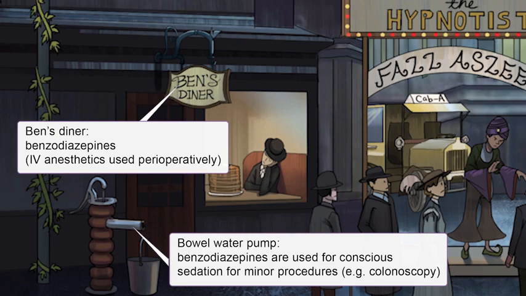If you look closely at the water pump outside, you'll notice the uncomfortable resemblance to a scope heading down a bowel. That's because many diagnostic and minor procedures such as colonoscopy can be performed without general anesthesia using sedation-based anesthetic techniques. IV benzodiazepines, for example, can be used to induce a state of conscious sedation when the patient's able to maintain a patent airway and even follow commands during the procedure. Check out our Ben's Diner sketch for an in-depth discussion of the sedating and anticonvulsant properties of the benzodiazepines.